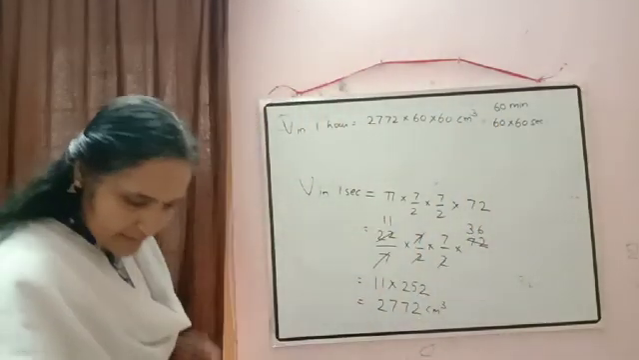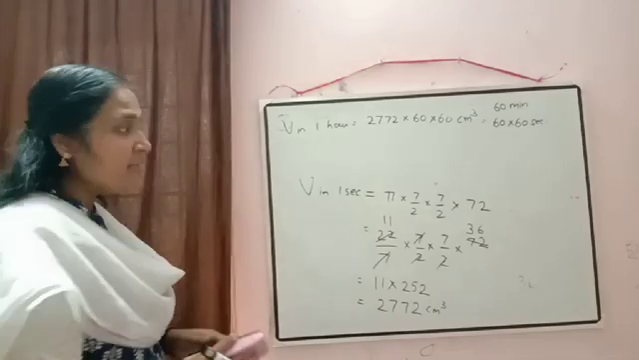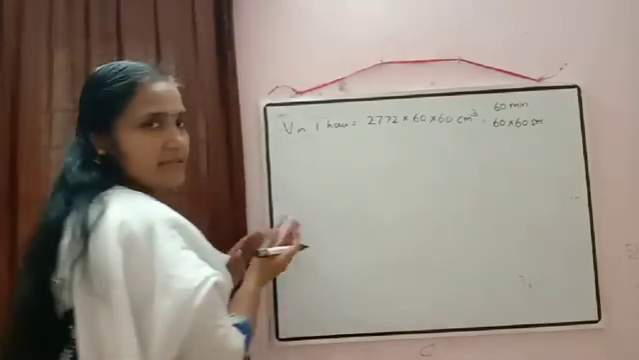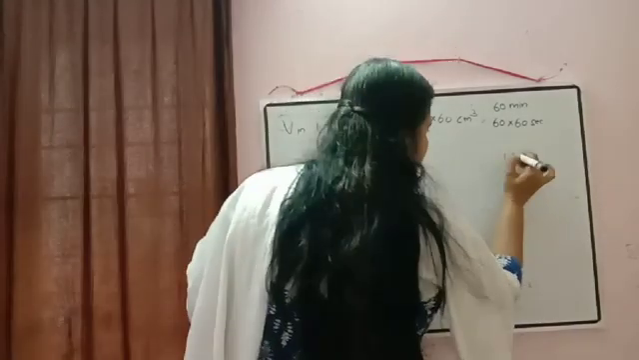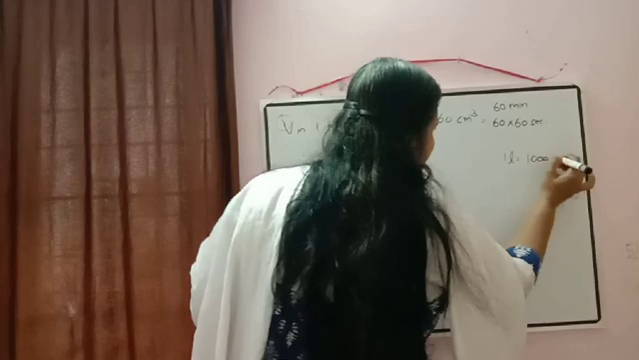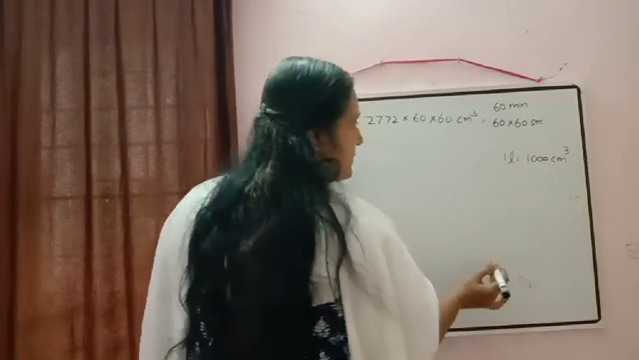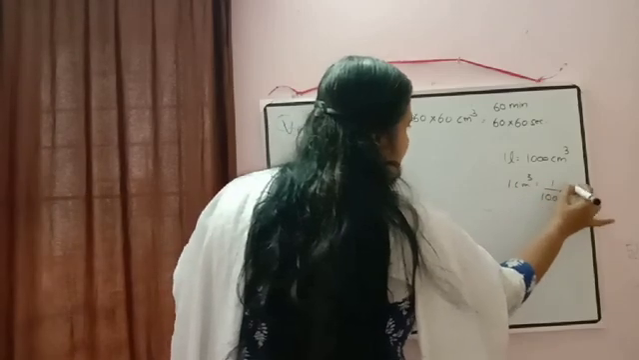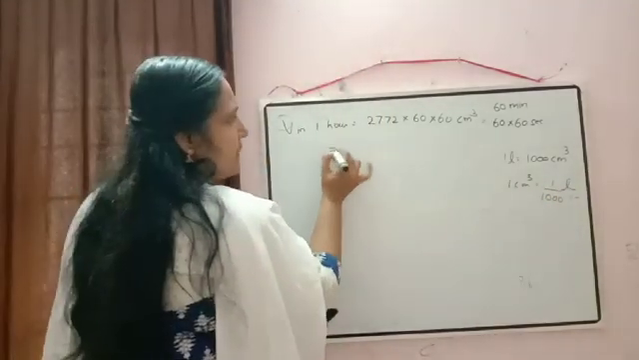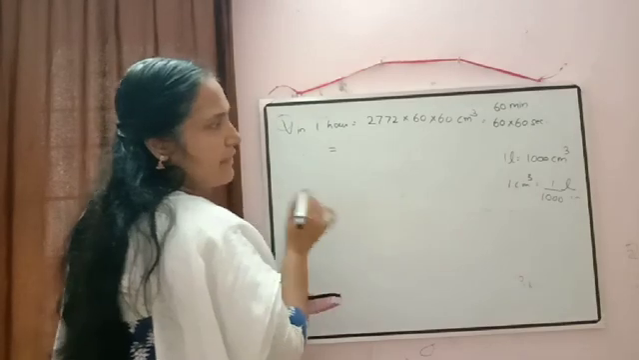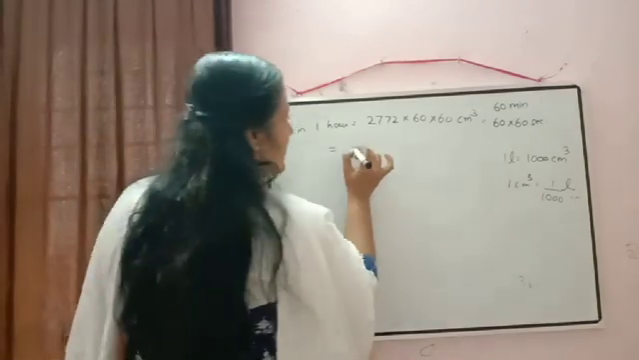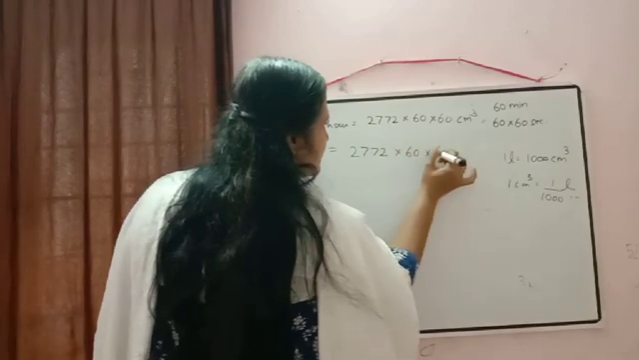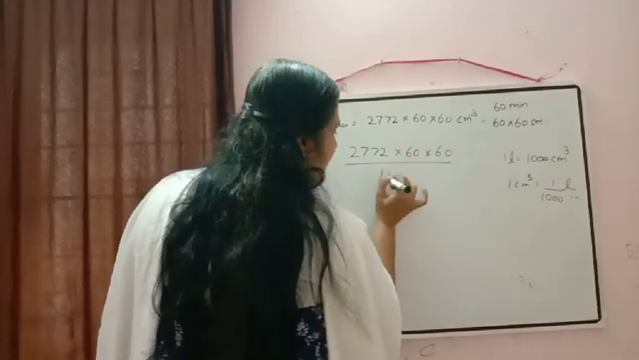But in the question it is asked how many liters of water. So we have to find the volume in liters there. So we know 1 liter is equal to how much? 1 liter is equal to 1000 centimeter cube. So from here 1 centimeter cube will be equal to 1 by 1000 liter. So to convert into liter, what we have to do? We have to divide it by 1000. So that we can divide here. 2772 into 60 by 1000.